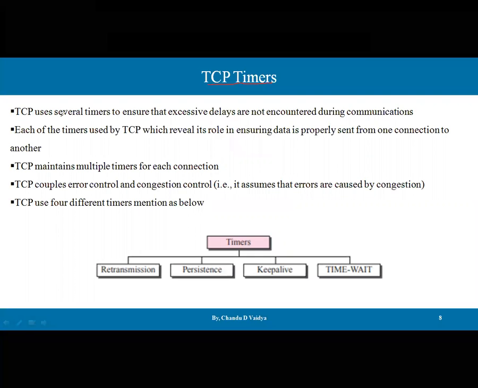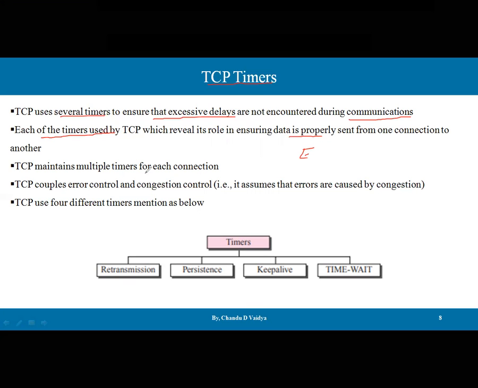TCP uses several timers to ensure that excessive delays are not encountered during the communication. Because the ultimate aim is end-to-end communication, and end-to-end communication needs to happen in a very smooth manner, we have to maintain the timers at every stage. For that purpose, several timers are used. Each of the timers used by TCP reveals its role in ensuring that data is properly sent from one connection to another. So it is our TCP's duty that the end-to-end communication is properly done. So this is what the timer is for.